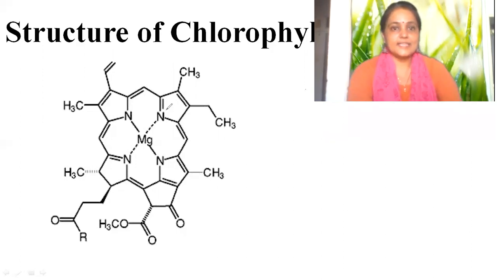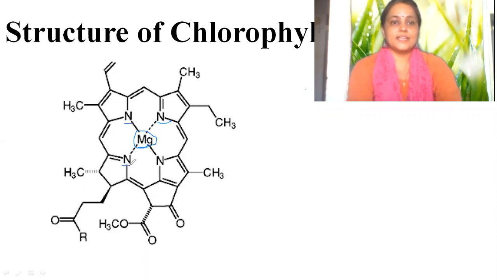I hope you can see from here, this is a magnesium atom. The center of the chlorophyll molecule is magnesium, and it is attached to the four nitrogens: 1, 2, 3, and 4. The other groups are attached over here, and in this way the molecule looks like a porphyrin ring.